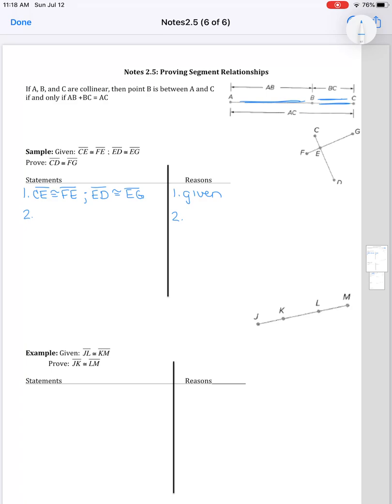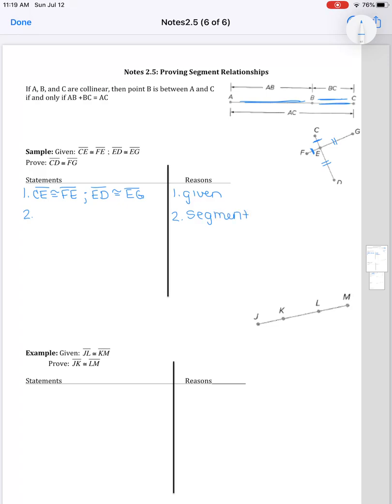So we have our given written down. We have congruent marks or congruent statements, so we're going to mark stuff. It says CE, here's CE, is congruent to FE, so I'm going to give them the same notation. We also know that ED and EG are congruent, so I'm going to give them a different notation because those two are equal to each other. Our goal is to then show that CD, which is one of the larger segments, is equal to FG, which is the other larger segment.